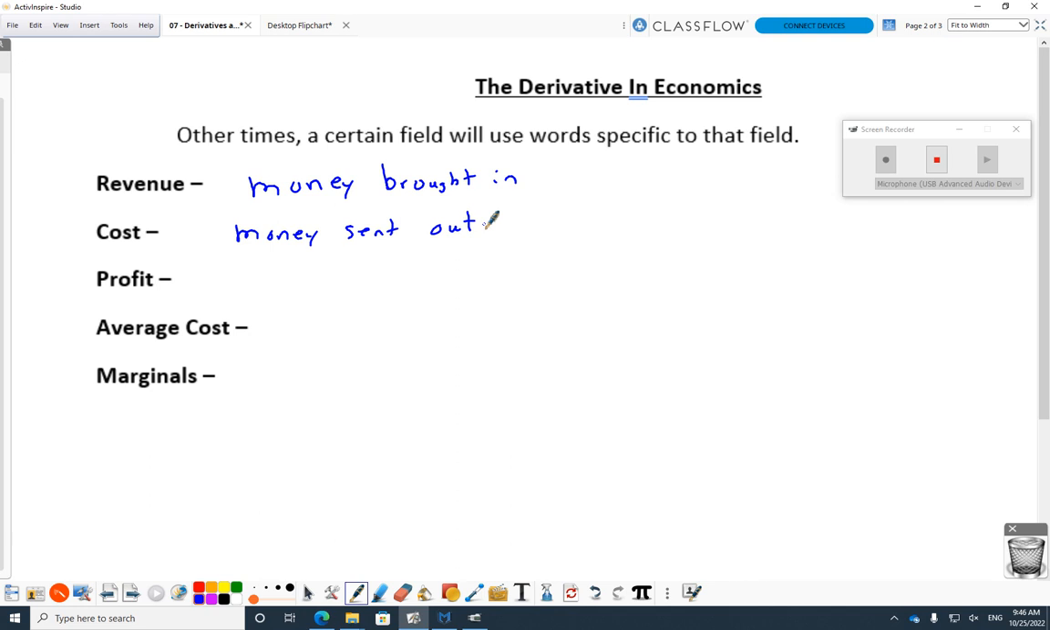Yeah? Profit, simply put. Chloe did not make $80. She made 80 minus 23. She should have taken her revenue and subtracted her cost.